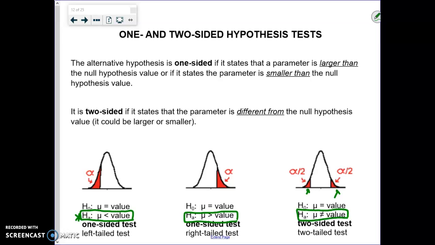Now again, the alternative hypothesis is one-sided if it states that a parameter is larger than the null hypothesis value or smaller than the null hypothesis value. So the first two here are one-sided tests because alpha's on one side. Again, it has to do with the inequality, greater than or less than. It's a two-sided test, ladies and gentlemen, if it just says we feel that the sample data would be different from the null hypothesis, okay? Meaning it could be larger or smaller. That's right.